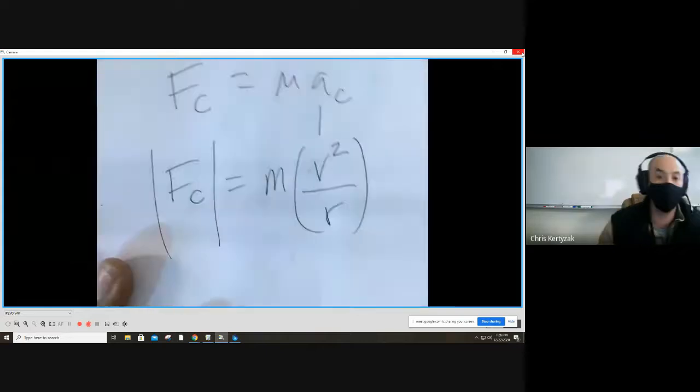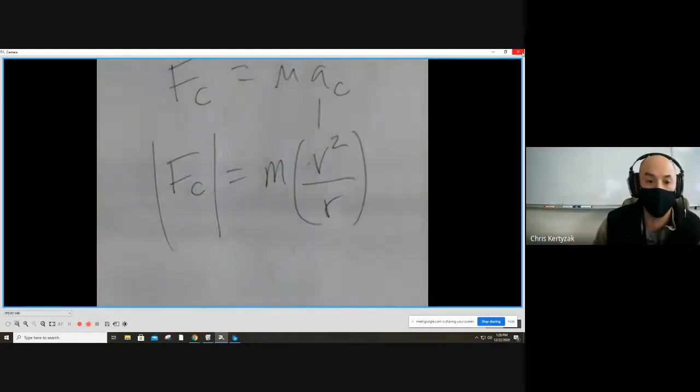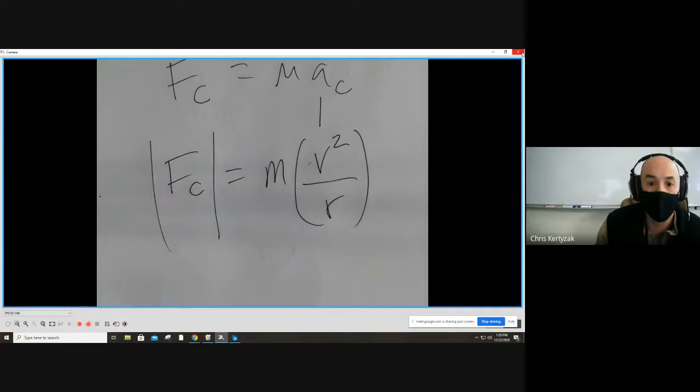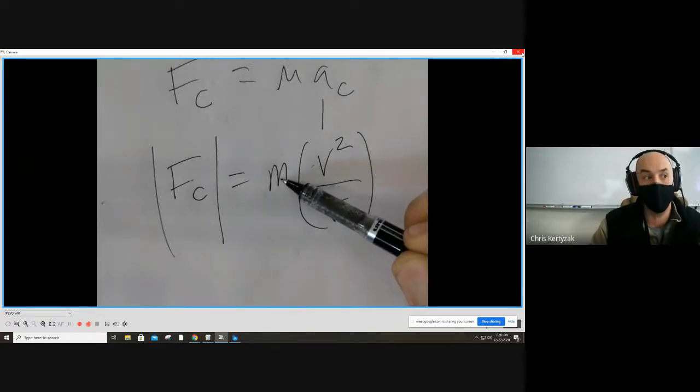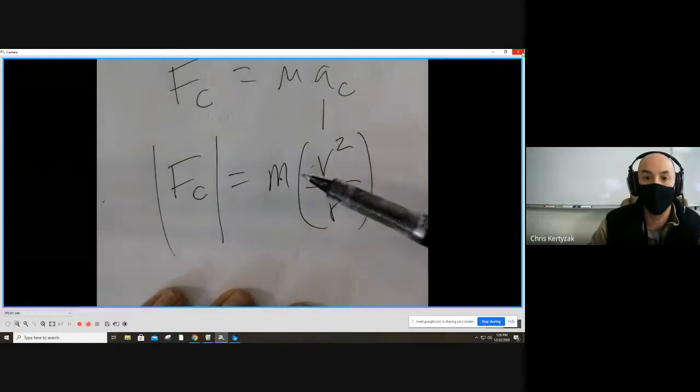You could put magnitude symbols around that if direction is not of interest, which in many cases it's not. I just want to know how much inward force we need to continue applying to this thing to keep it going in a circle. Tell me what its mass is. If it's heavier, it's going to require more inward force to keep it along that circle.